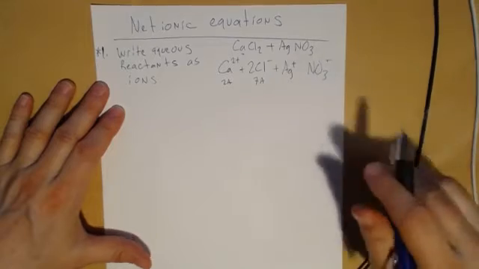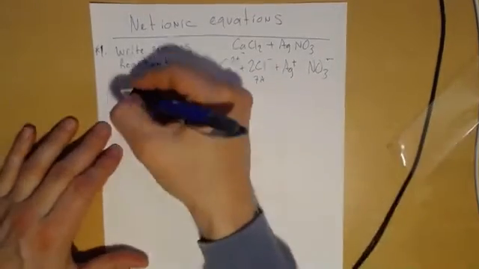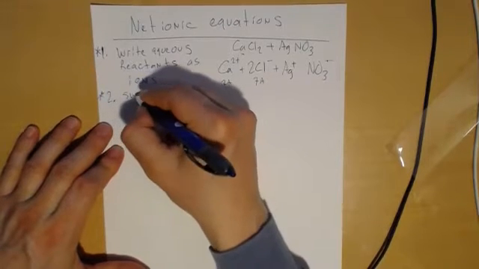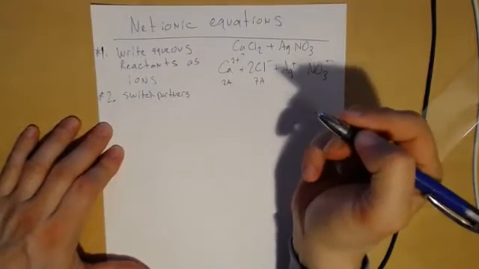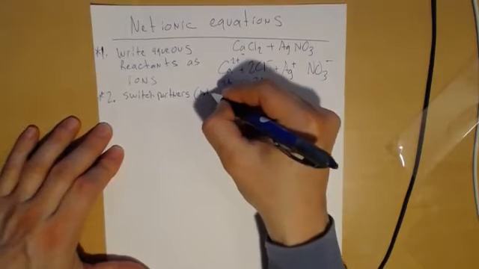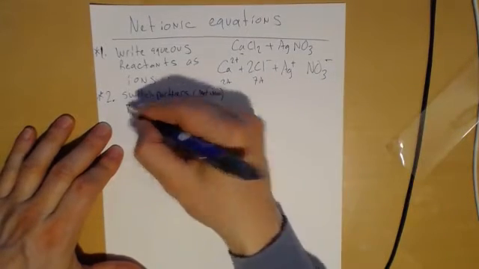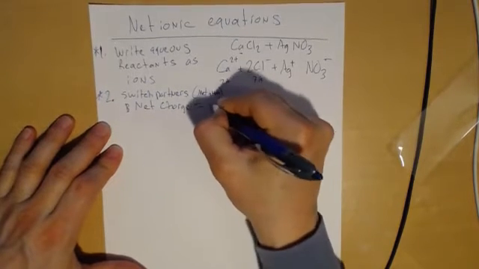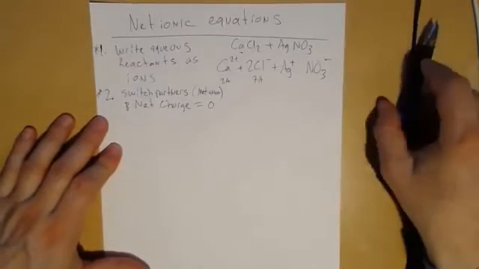So we find the charges, and then we switch places. Who goes with who when they switch? That's actually the second step, and that's also one of the hardest steps. The switch partners. Metal, you have to join metal with non-metal. That's really important. And you have to have a net charge equal to 0. Okay? And so who's going to go with who here?